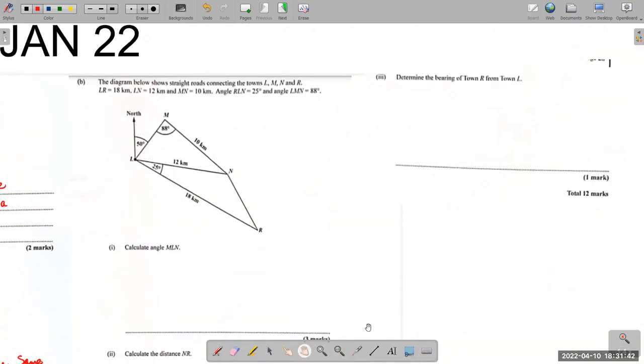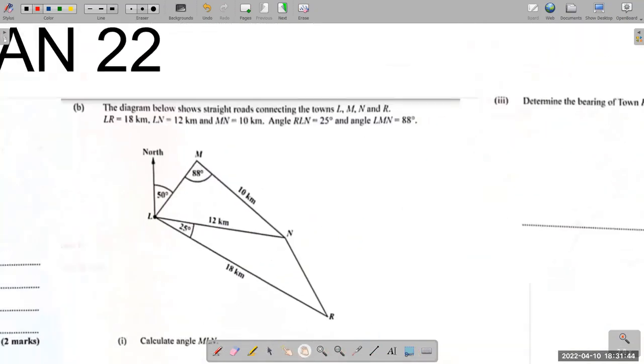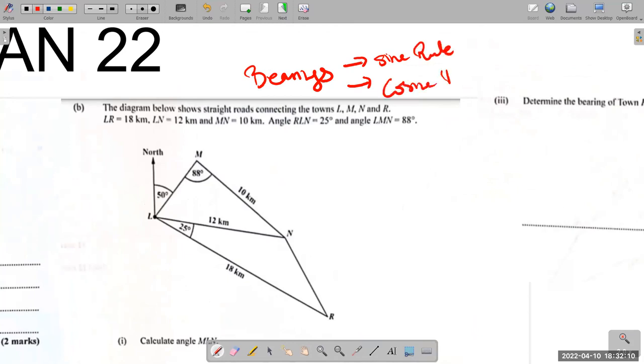All right, next question. Anybody know what topic is this? This topic is bearings. What are the topics that come with bearings? And this is how your mind should be working. You're either going to use the sine rule, everybody remember that, or the cosine rule. Sometimes you would use Pythagoras or trig, but when do you only use that? Only when you get a 90-degree triangle or right triangle.